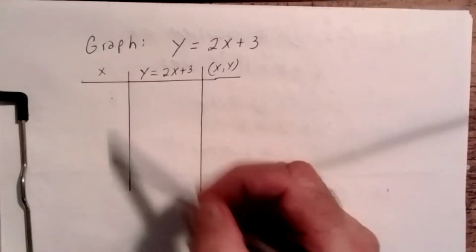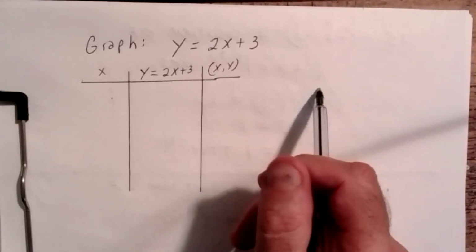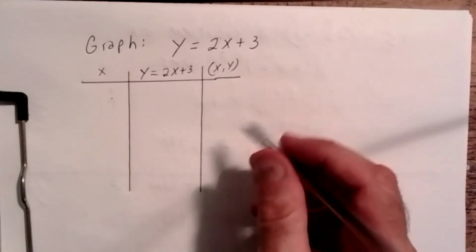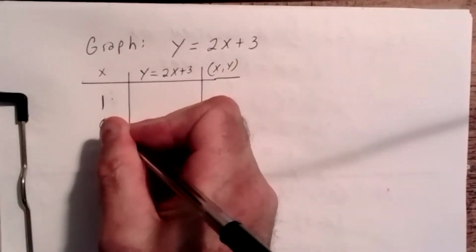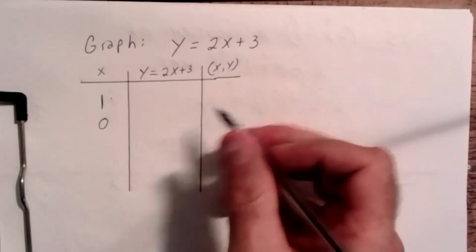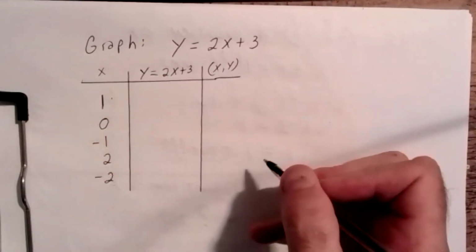Okay, can you give me some nice values for X? Any nice values for X? 1. How about 0? 0 is probably the nicest value you can choose. How about -1? Maybe 2 or -2. Okay, those are good choices for X.